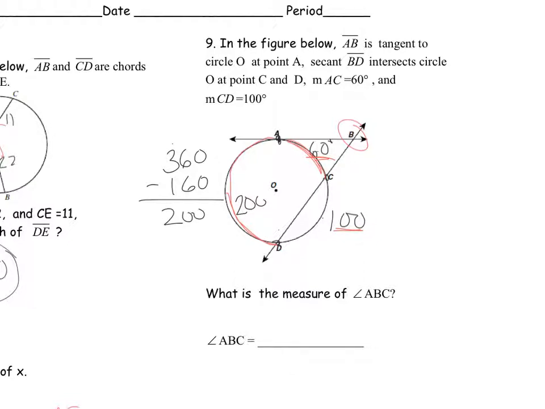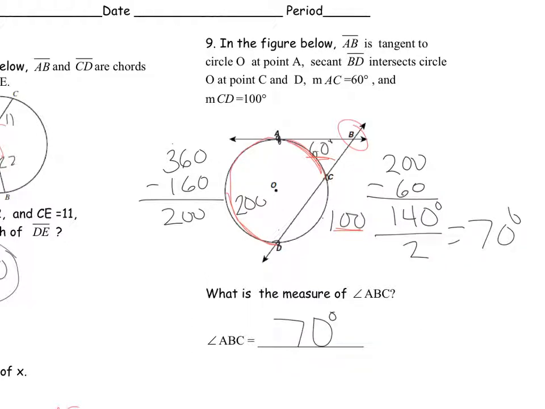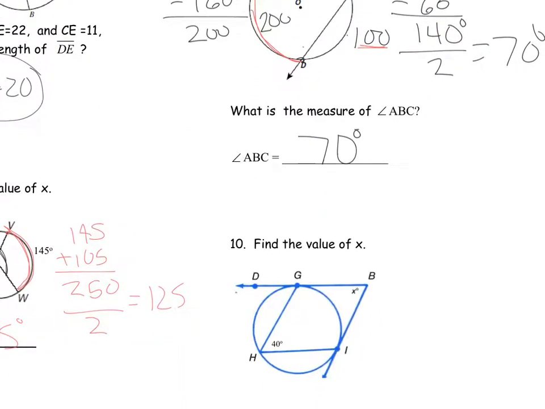So then it's just the formula: outer arc minus inner arc, divide by 2. And that's it. Pretty simple stuff.